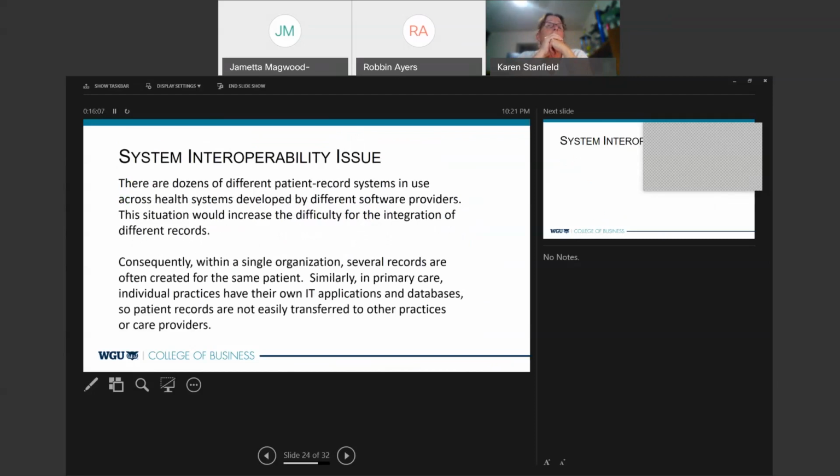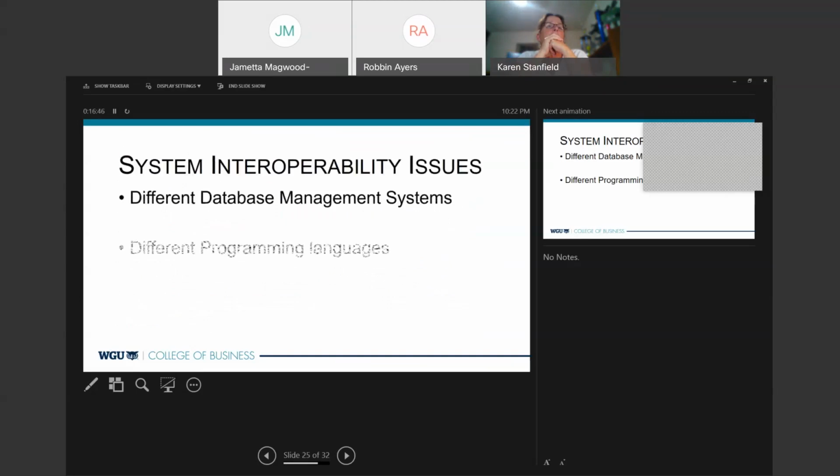Some of the issues encountered: there are dozens of different patient record systems. So remember how I said that one of the early issues with the EHR, the electronic healthcare record system, was you couldn't really engage in the exchange aspect if you didn't have the same systems. Okay. And then even within a single healthcare organization, you have several different systems being used. So this was a major barrier that these interfaces helped to eliminate or mitigate for many organizations.